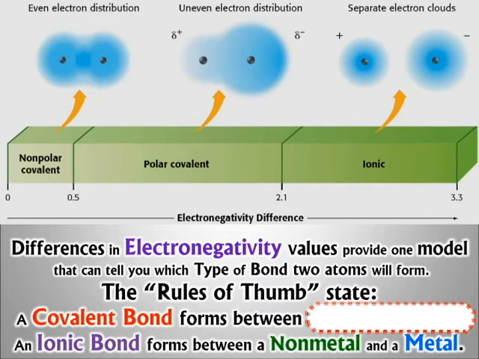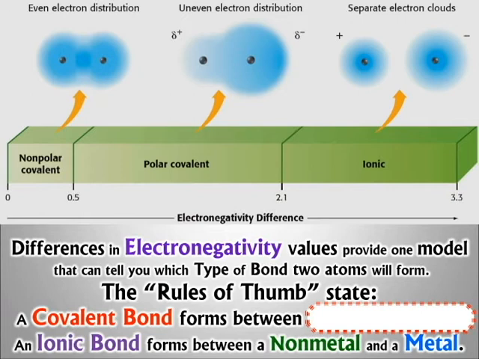If the difference is a little bit greater, 0.5 all the way up to 2.1, then you form a polar covalent bond, where electrons are still kind of shared, but not exactly evenly anymore. One of the atoms is hogging those electrons more of the time, developing a little bit of a negative charge on one end, pooling up the electrons on one side, and leaving behind a little bit of a positive charge on the other end. Those are called delta positive and delta negative. See those little symbols there? That means it's a little bit positive on one side, a little bit negative on the other. The negative side would be the side where the electrons are spending more time.